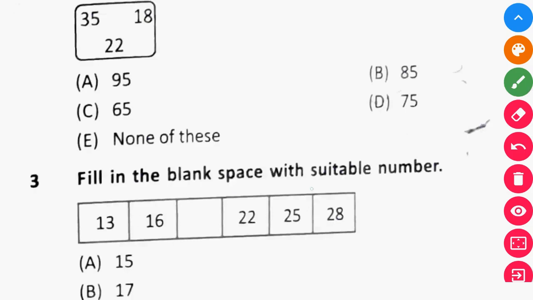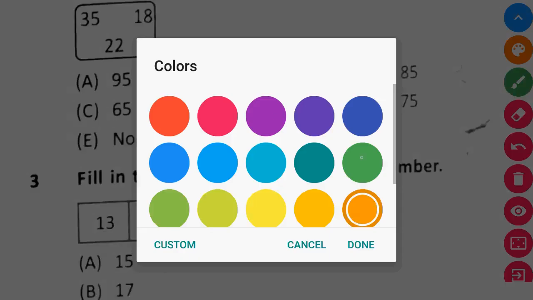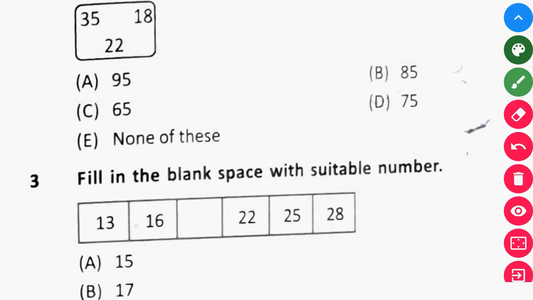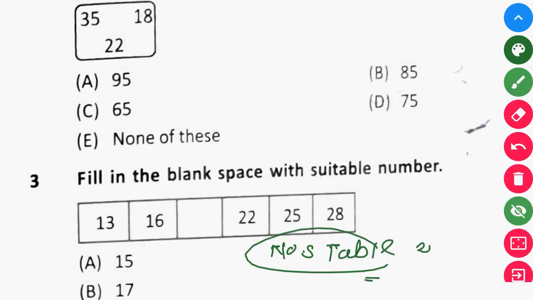Now here, fill in the blank space with a suitable number. Now see, some pattern is followed in the figure. You just look and then think over the pattern. Now how do we have to think? Think like this: the numbers given in the pattern, do they come in any number's table? If your answer is yes, then find out which table it is. If no, then think of another way.